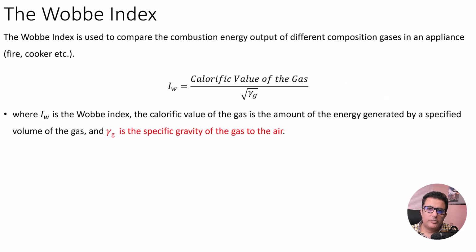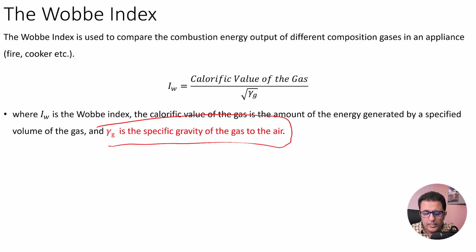Another important terminology is the WAP index, that is the calorific value of the gas, the amount of the energy that is produced by burning a specific volume of the gas over the square root of gamma g. And gamma g is a specific gravity of gas to the air. So in other words, it is equal to the density of the gas over the density of the air.